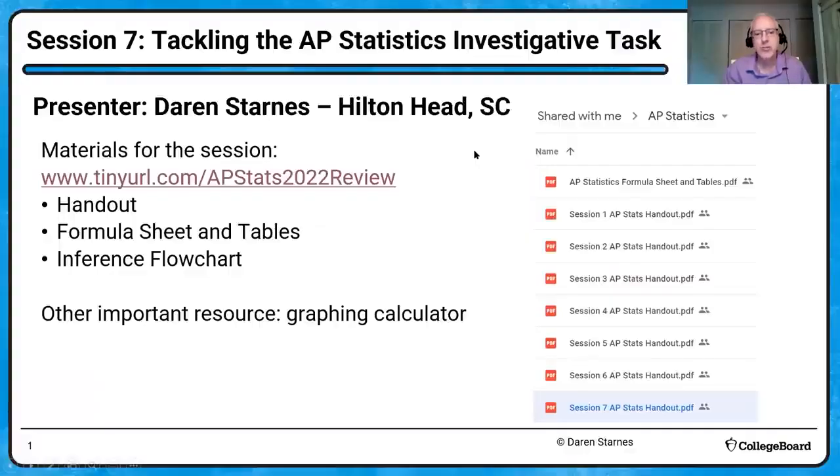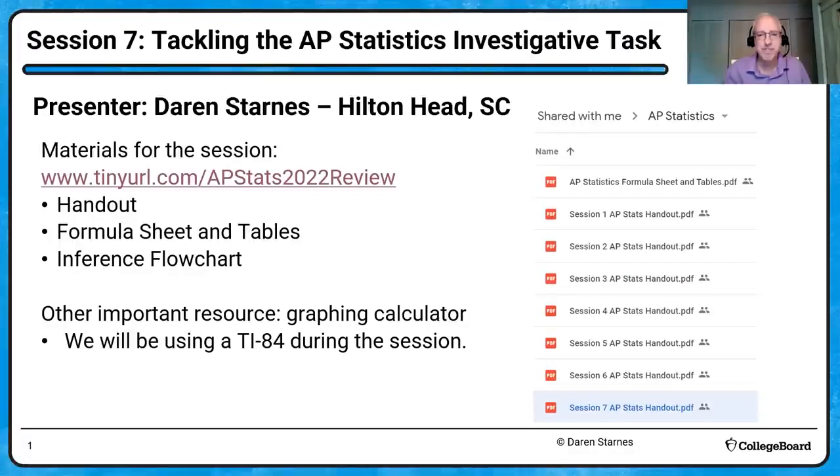The other thing that would be helpful for you to have in front of you is your graphing calculator. I'm going to be using a TI-84 during the session. So with that, hopefully the handout's ready. If you need another second or 2, just pause the video and grab that handout.